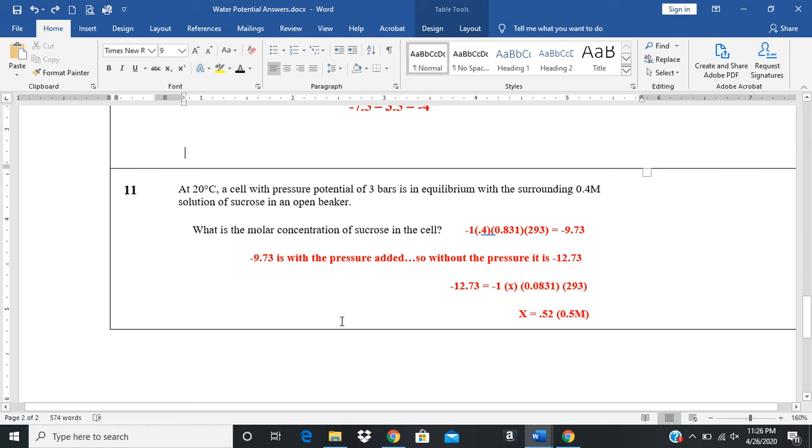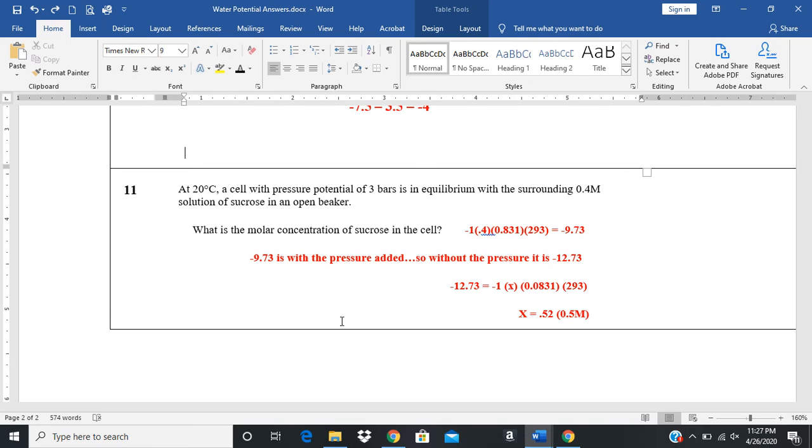This was tricky. 20 degrees Celsius, you have a cell with a pressure potential of 3 bars, and that's in equilibrium with the surrounding 0.4 molar sucrose solution. They want to know what is the molar concentration of sucrose in the cell. So first, we need to figure out what is our actual water potential. Okay, we know the pressure is 3, but what's the actual water potential? So first you have to calculate the solute potential of the beaker. Okay, and then we can figure out what's going on with our cell.